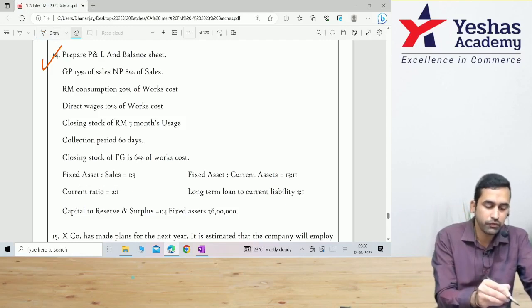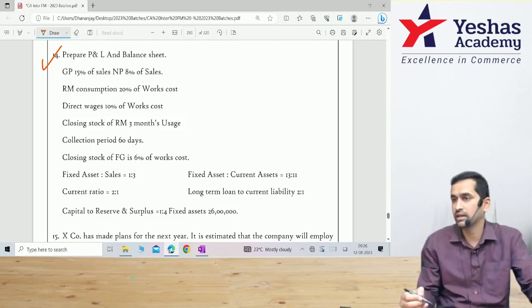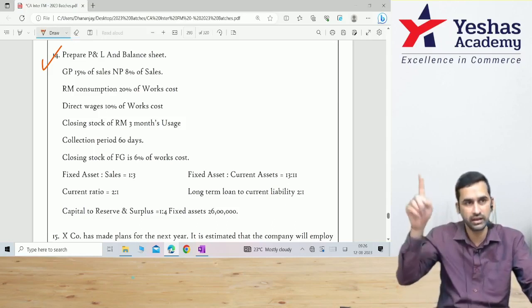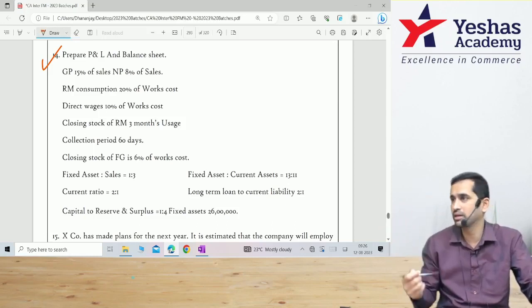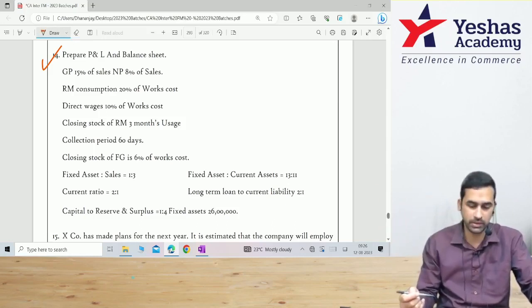Next, fixed asset is to current asset is 13 is to 11. So FA by CA is 13 by 11. One number if you get, the other one will be cross multiplication.